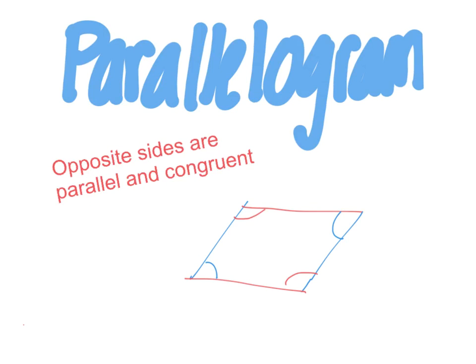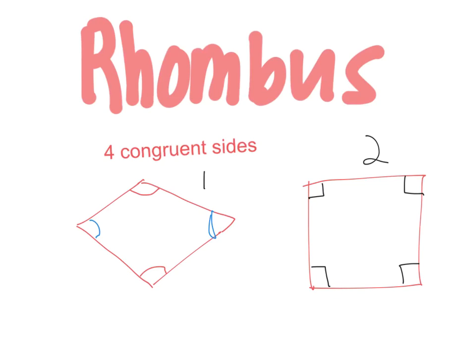Now we're going to talk about a parallelogram. Basically, parallelograms have opposite sides that are parallel and congruent. Now, a rhombus has four congruent sides. My drawing on the left shows you that a rhombus doesn't necessarily have to be a square. My second picture is of a square because it has four congruent sides. But the left picture shows that it has four congruent sides, but not all of the angles are equal. So a square is a rhombus, but a rhombus doesn't necessarily have to be a square.